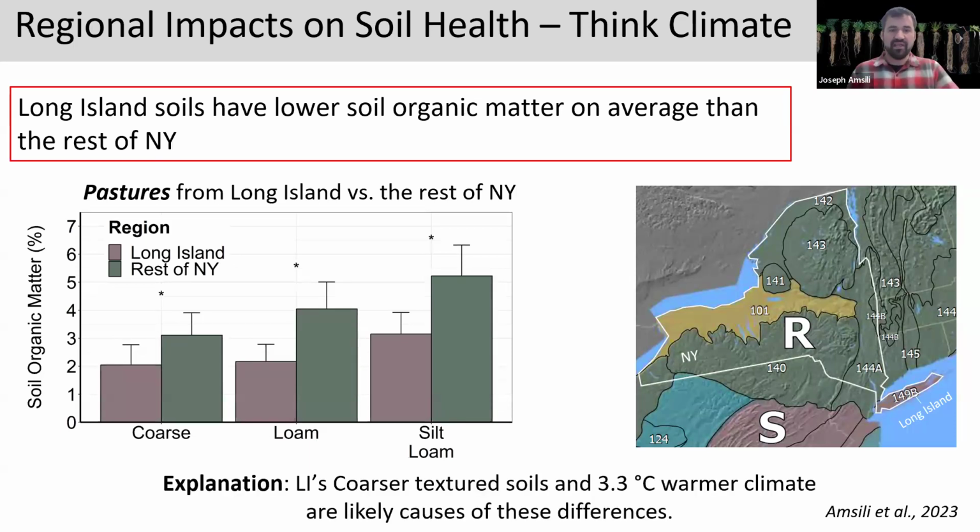And the explanation is likely that the coarser textured soils on Long Island and the slightly warmer climate are the likely causes of these differences. So if we want to assess the effects of management on soil health, understanding these soil type and climate influences are really, really critical.